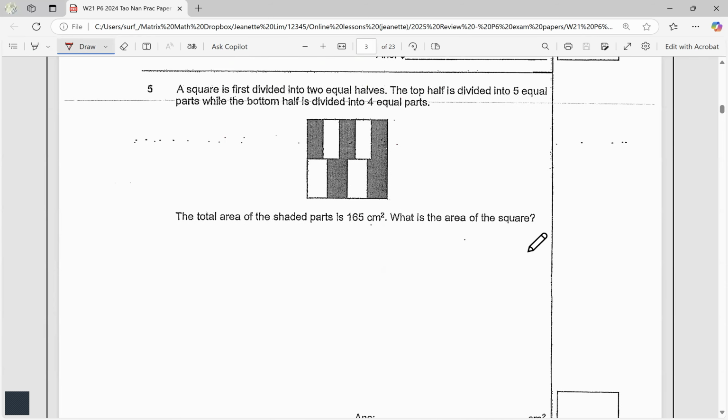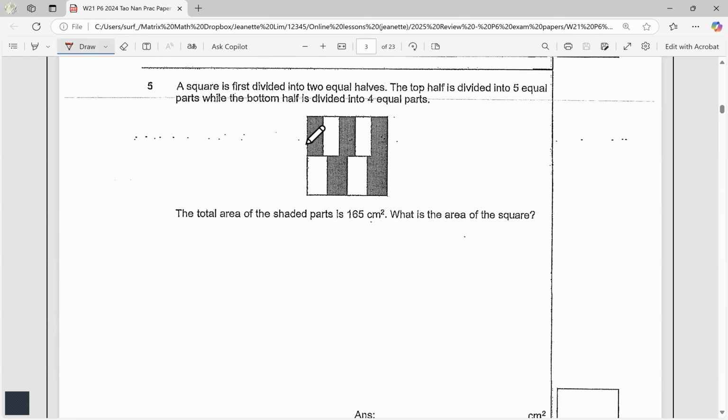Question 5. A square is first divided into 2 equal halves, so top half and bottom half. Top half is divided into 5 equal parts, bottom half divided into 4 equal parts. Total shaded area is 165 square cm. What's the area of the whole square?